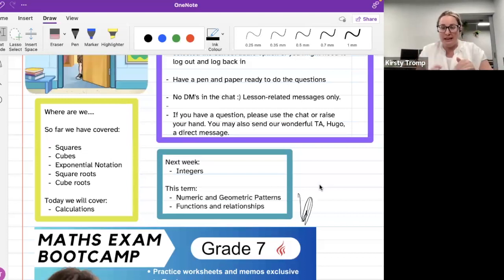Okay, so all emojis done right now. We're done for the day. We're going to get our lesson started. Pen and paper ready to go. Let's get going. Right.